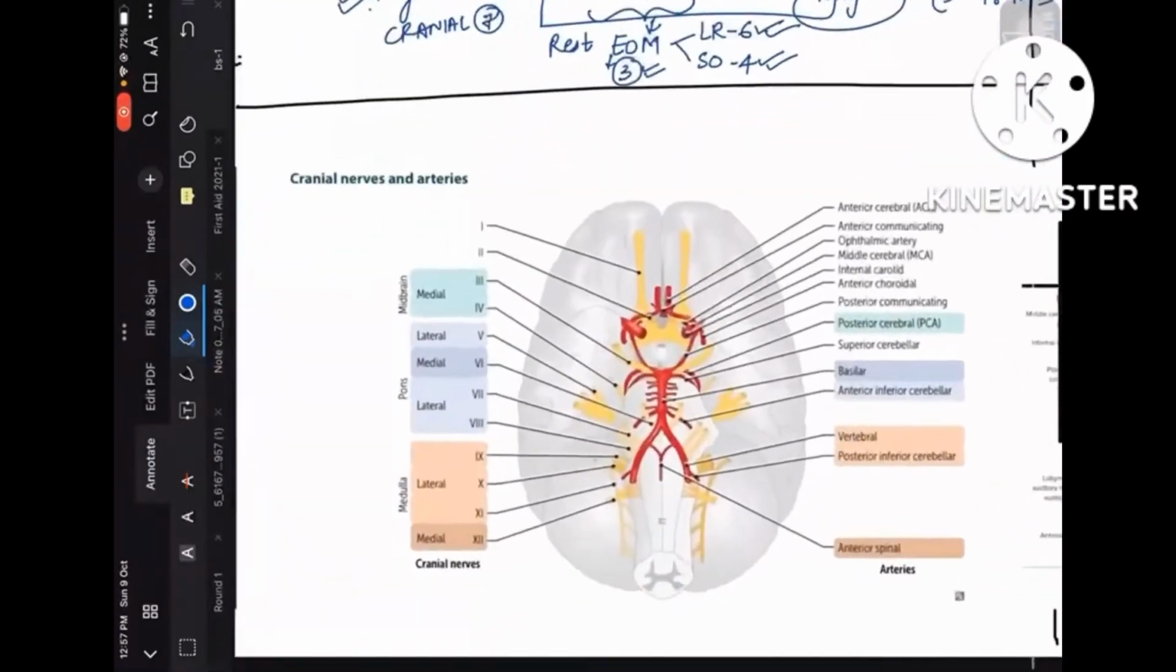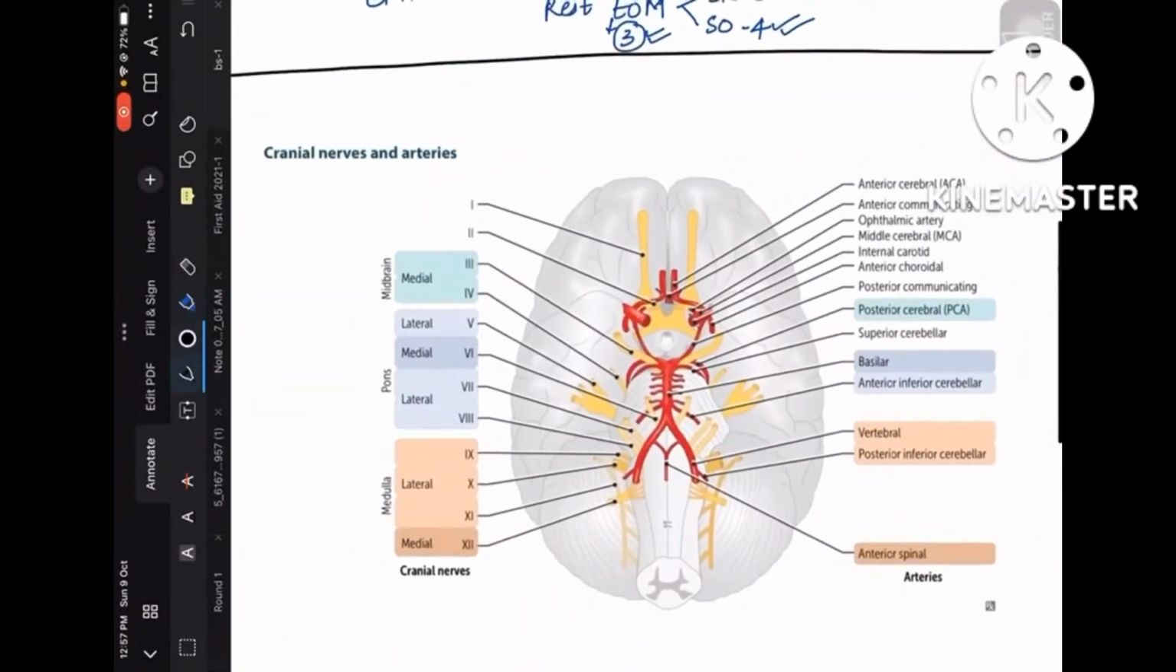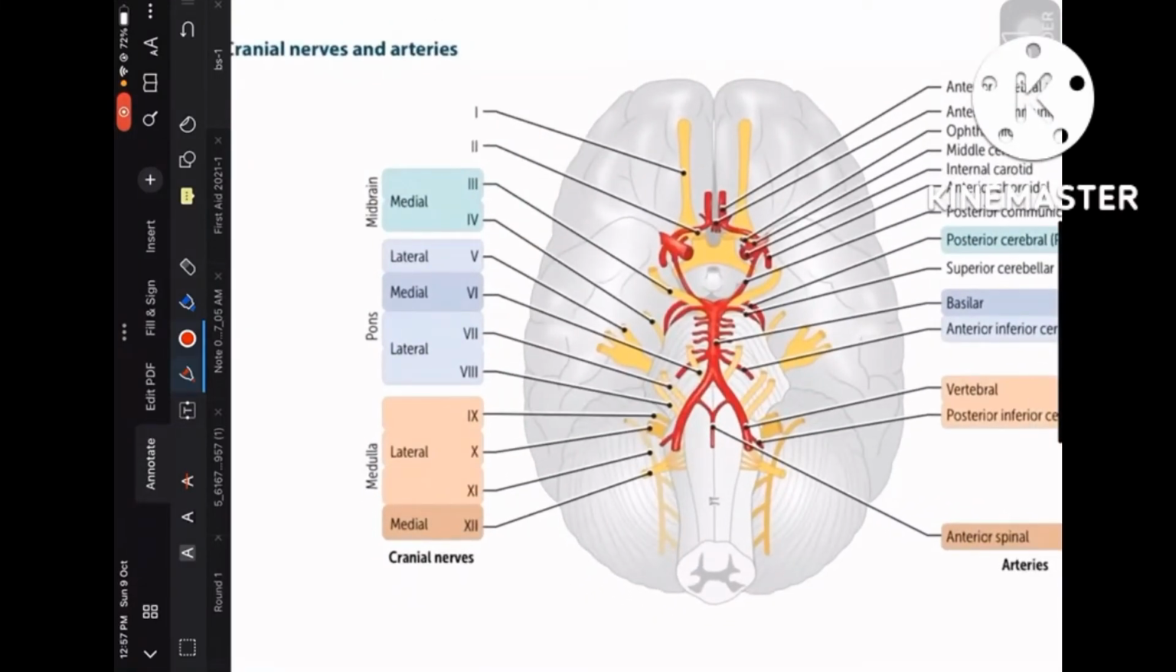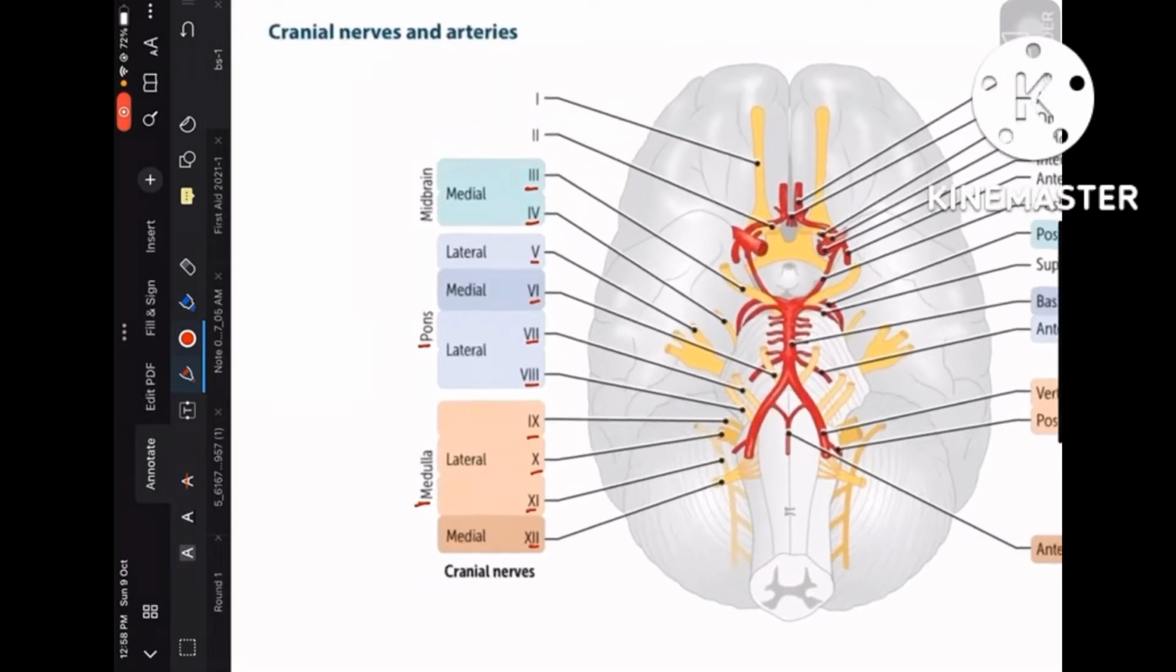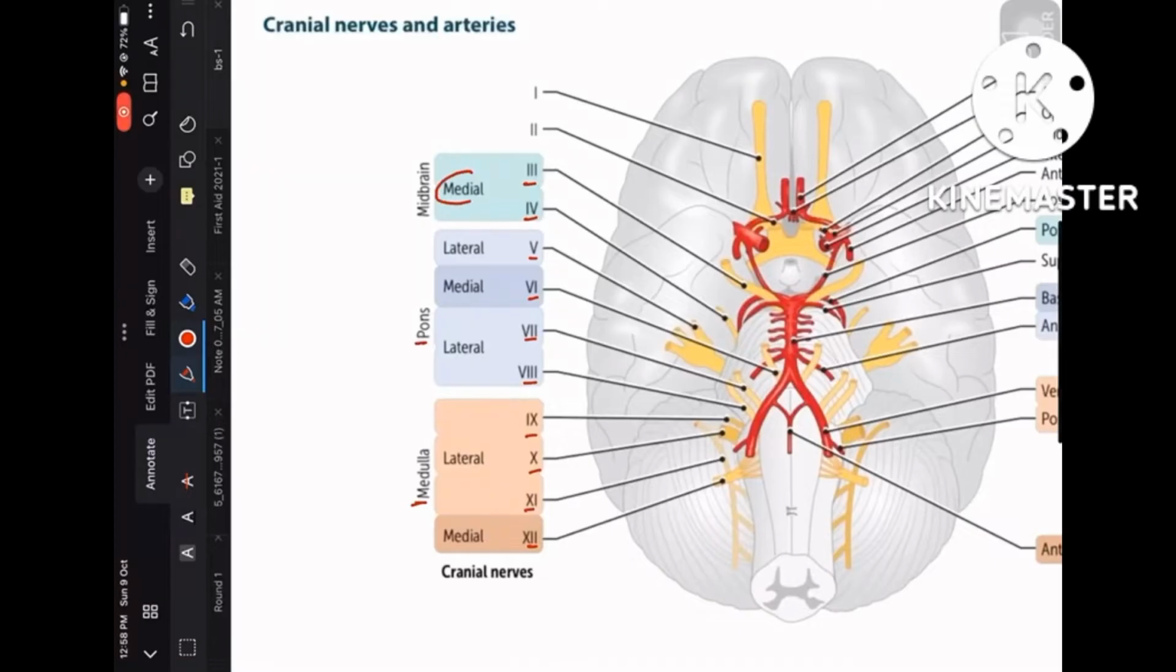Now coming to the blood supply, or the arterial supply. As already discussed, guys, the midbrain has 3 and 4, that is done. Pons has the next 4, that is 5, 6, 7, 8 cranial nerves, and medulla has 9, 10, 11 and 12. That is clear. Now coming to what is written over here, that is the medial and lateral sides, right?